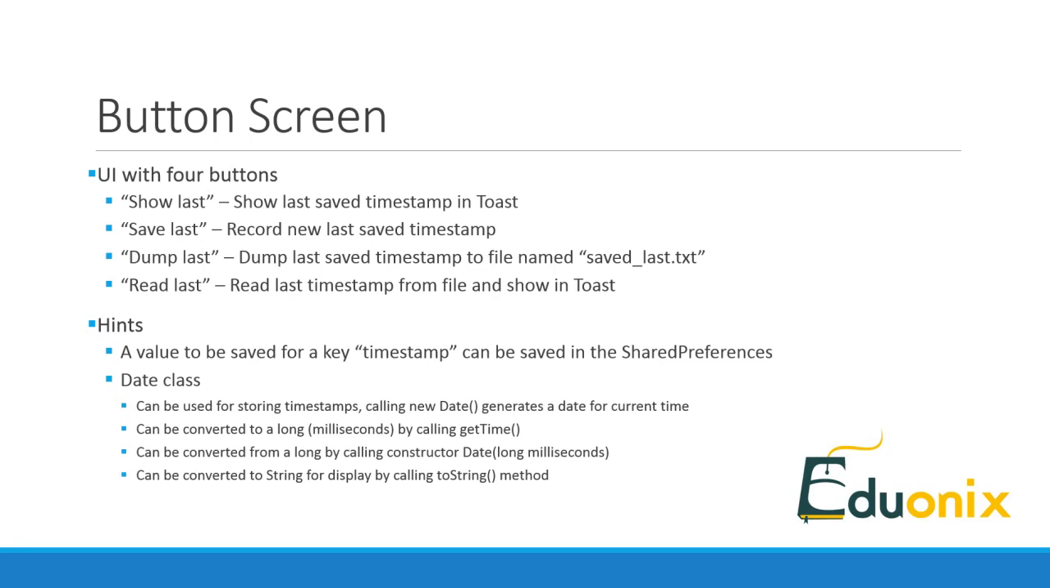Since complex objects cannot easily be stored in the shared preferences, the date object can be converted to a long value, which is a milliseconds value of the date, by calling the method getTime on the date instance. A long value that represents the milliseconds of a date can easily be converted back into a date by calling the constructor date with a long parameter for the milliseconds value. If a date object needs to be displayed, it can easily be converted to a string by calling the toString method on the date instance.